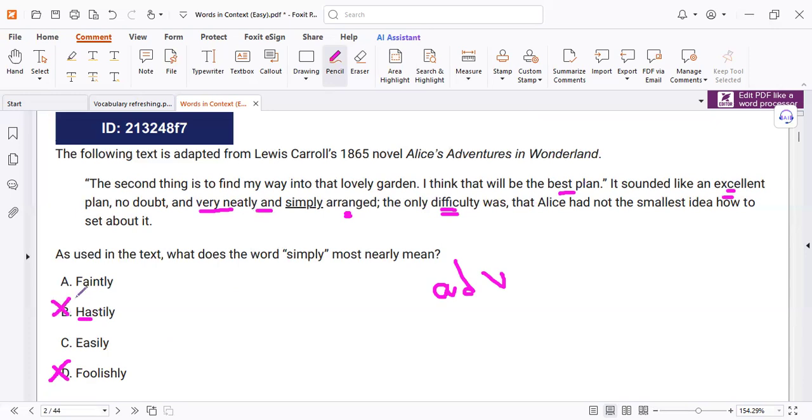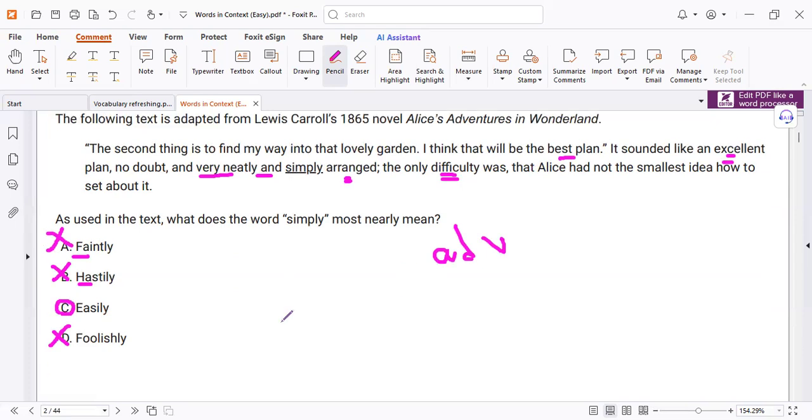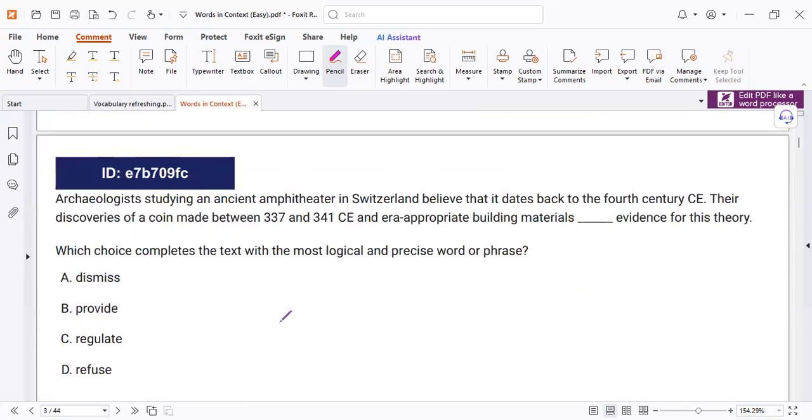Faint. If I feel faint, I feel weak. Does not make sense. We are not talking about whether you have the power physically to do it or not. So easily is the best answer. Why? Because you have the best plan to do. Did a good job. Now it's your turn.